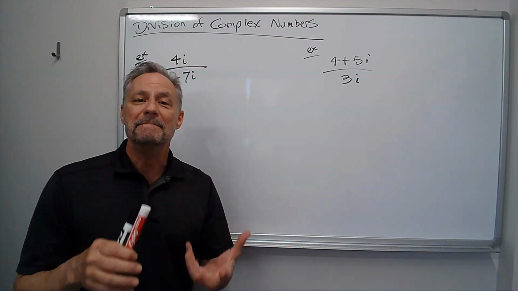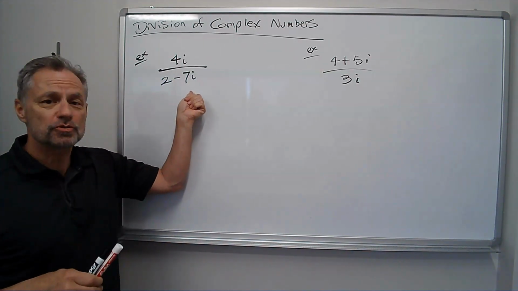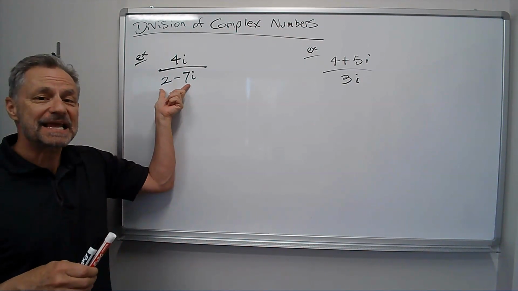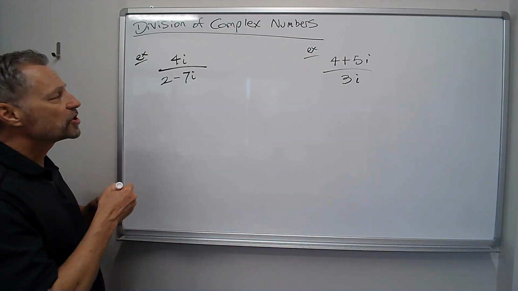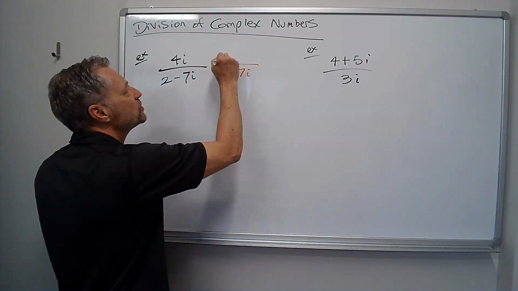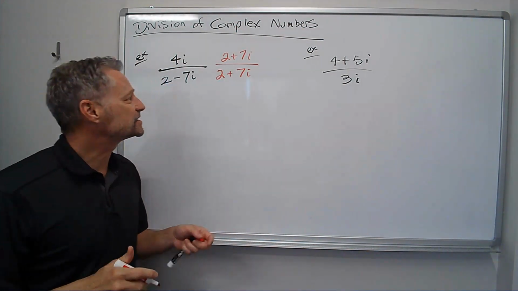All right, the big key here is that when we're dividing by a complex number and we have two terms, we want to multiply by the conjugate, which is the same thing as we see here, except just change the sign in the middle. So the conjugate of 2 minus 7i is going to be 2 plus 7i. And of course, whatever we do to the bottom, we have to do to the top. Multiplying by 1 doesn't change the value.